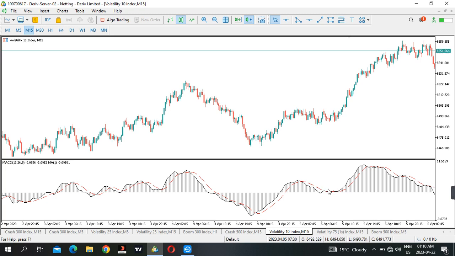You can add moving averages, and if you want to check out how you can do that, we've got another video on moving averages. So back to the MACD strategy.